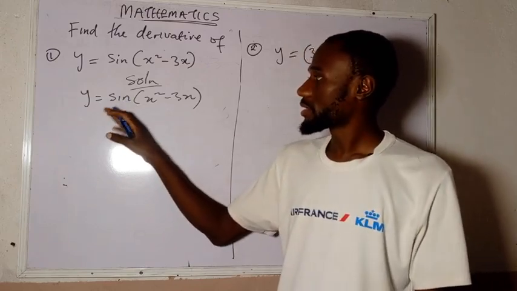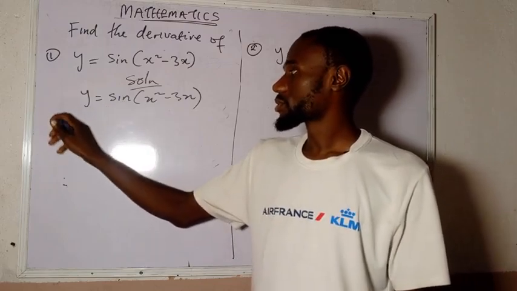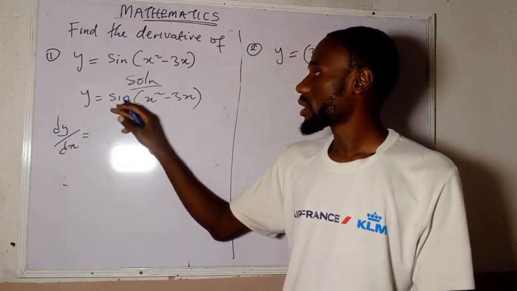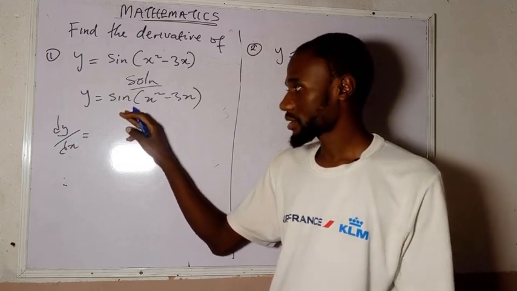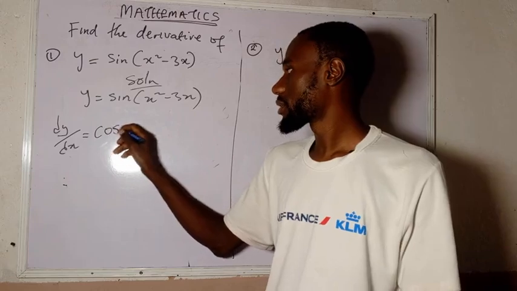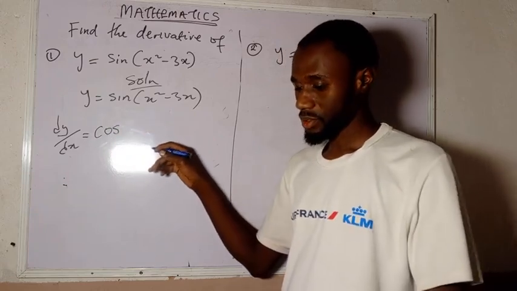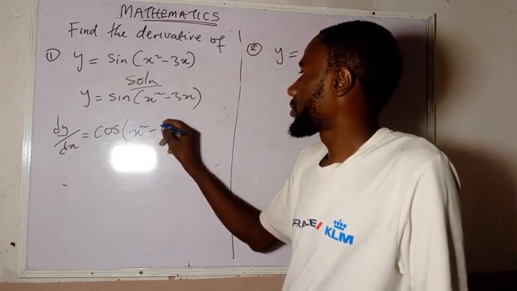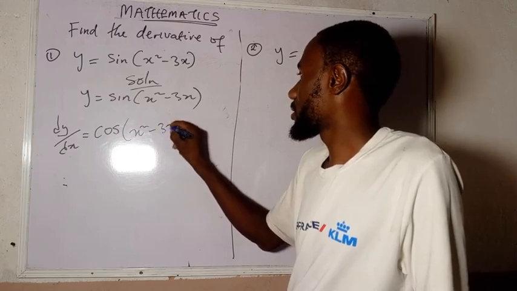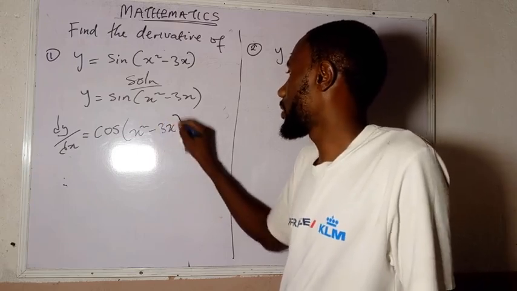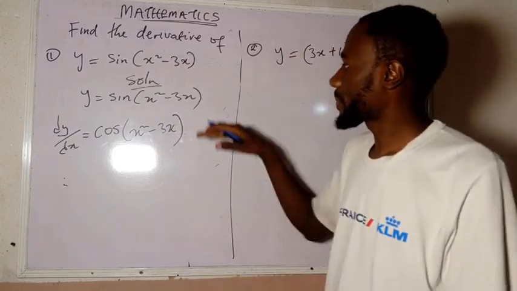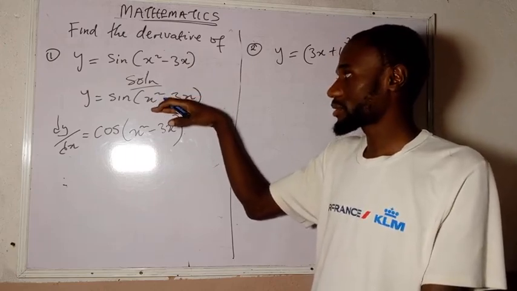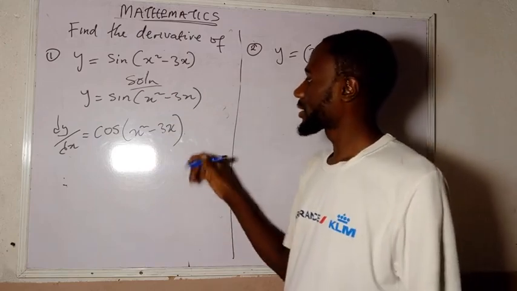Therefore now we find the derivative of this one by saying we have dy/dx is equal to sin x. If we differentiate sin x, you have cos x. This is cos(x squared minus 3x). Then we multiply with the derivative of the inside function, by differentiating this one.